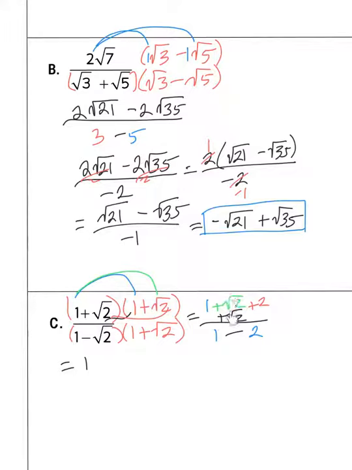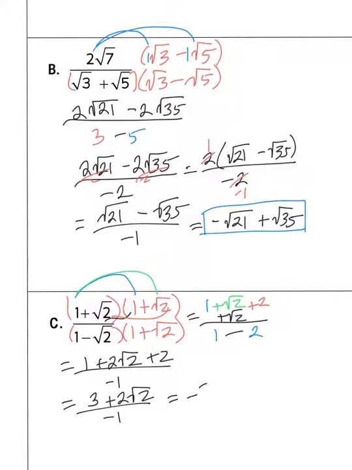Please note that these do not cancel each other out. You have one of these and one of these. So we end up with 2 rad 2's and then plus 2 all over negative 1. So the 1 and the 2 combine and you get 3 plus 2 radical 2 all divided by negative 1. And of course we have to divide the negative 1 here and here, which changes both signs. So our final answer is negative 3 minus 2 rad 2.